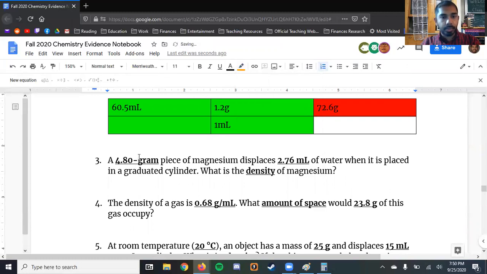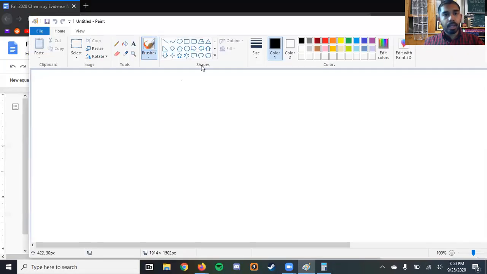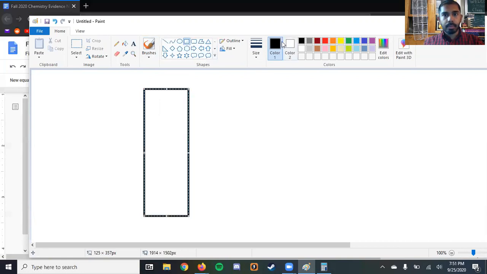We have a 4.8 gram piece of magnesium, and it's displacing 2.76 milliliters of water. So that word, displace, let's draw it out. I've got a beaker. Inside that beaker is a set of water. And let's fill the thing. All colors. There you go. Inside the beaker is water.